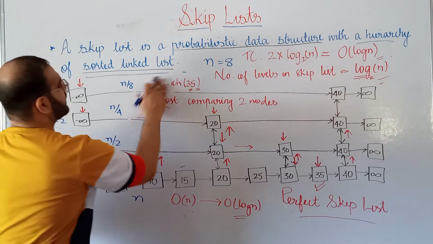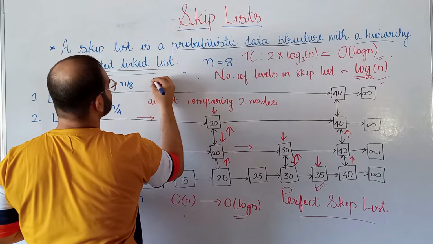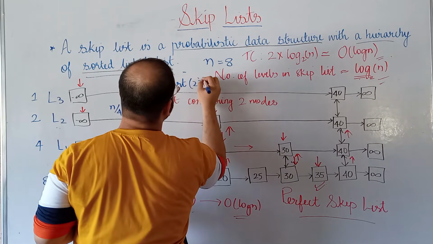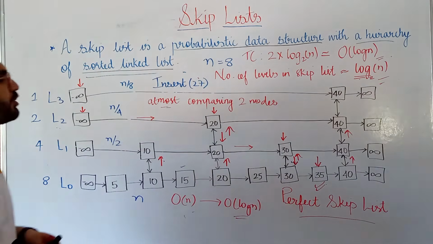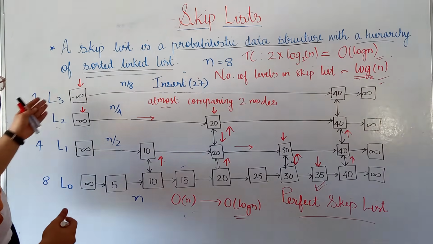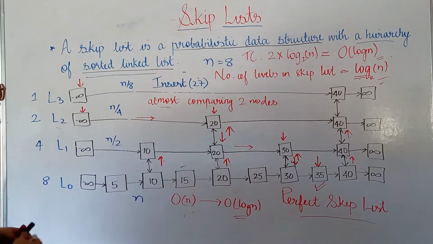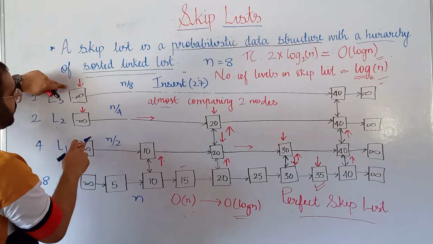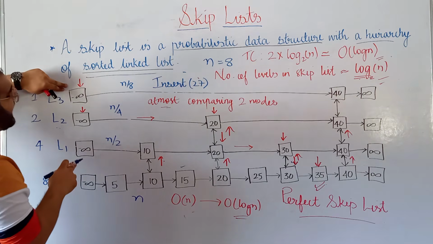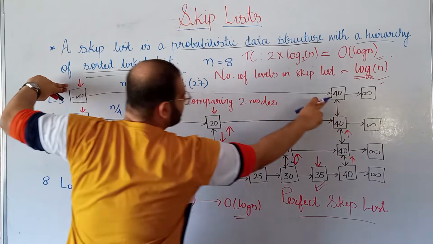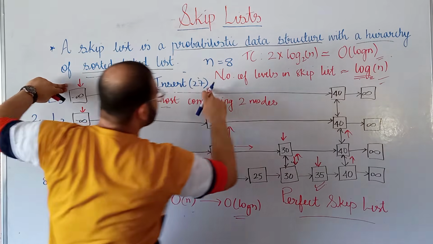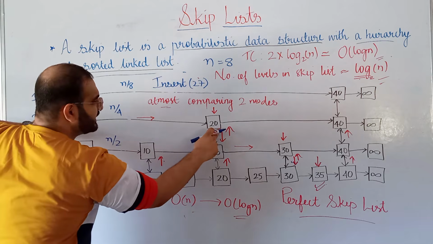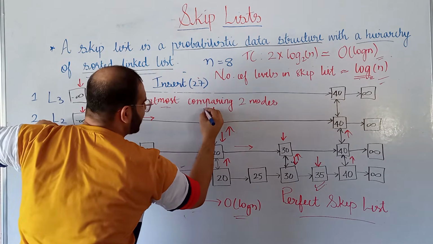Suppose I want to insert in this skip list another node with the value 27, right? First of all I'll search for 27. How do I search in a skip list? I'll start from the topmost level, and see whether the next node is greater than 27. Yes, it is. So I'll move down. Is the next node 20 greater than 27? No. So I'll move right.